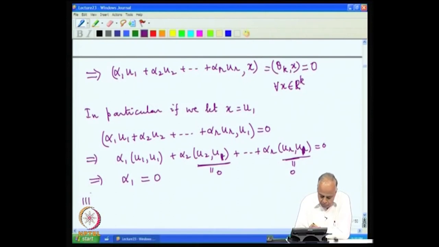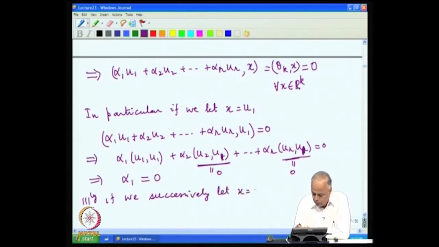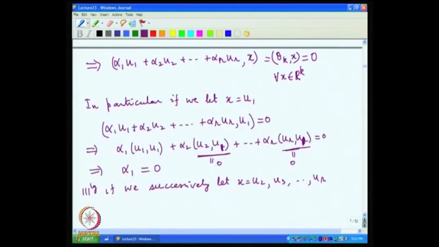Similarly, if we successively take x equal to u2 next, then u3 and so on. When I let x equal to u1, I got alpha 1 as 0.